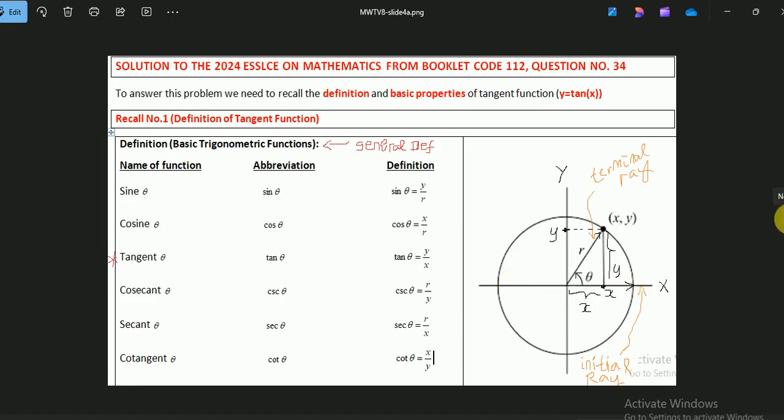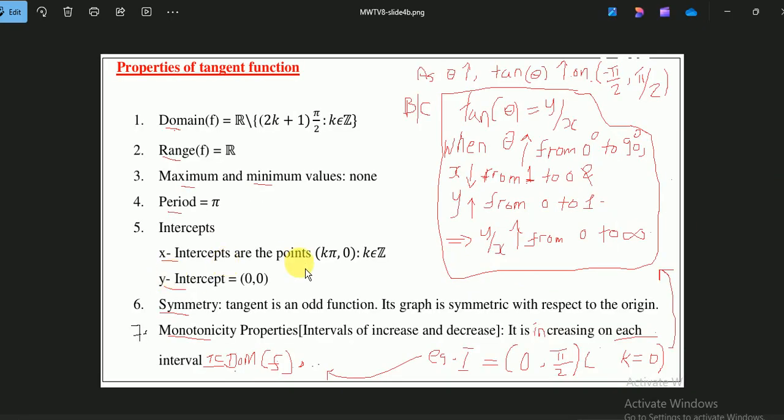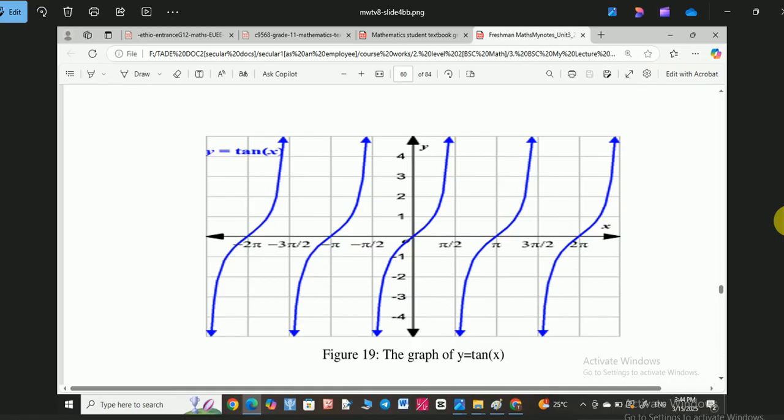So these are x-intercepts. When y is 0, x becomes k pi, multiple of pi. So the graph of the tangent function intersects the x-axis at this kind of points. If you look at the graph of tan, we get this one. When, for example, x is 0, y is also 0. When x is pi, y is 0. When x is 2 pi, y is 0.